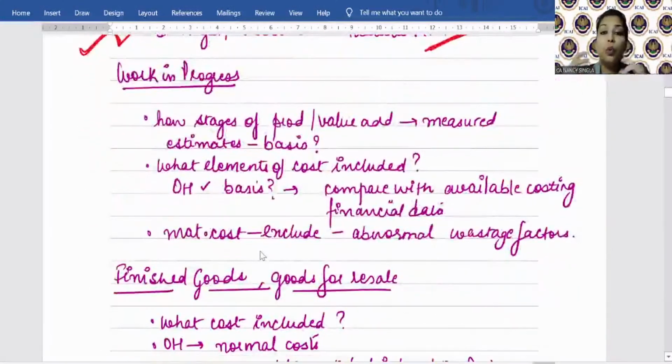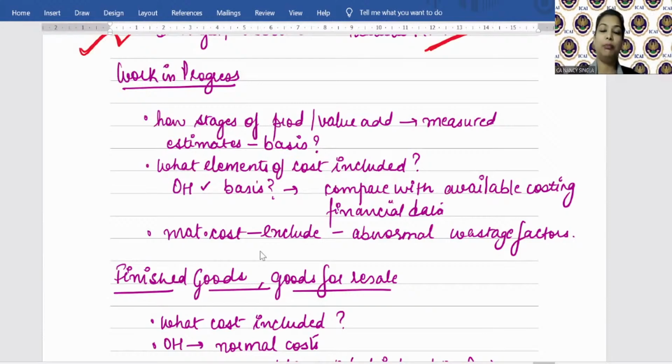Now with respect to work in progress, what is the first point that comes to mind? Work in progress. Dhyanish, your doubt, no, Kanhaiya, your doubt will be cleared. Just a minute. We will be discussing this topic after I finish this valuation.